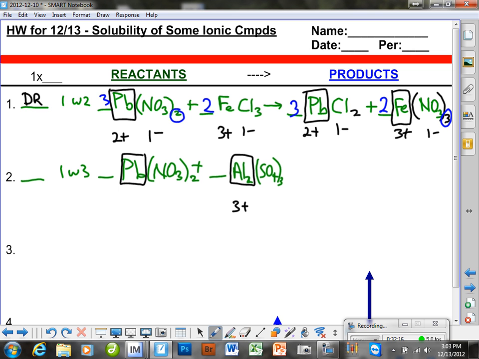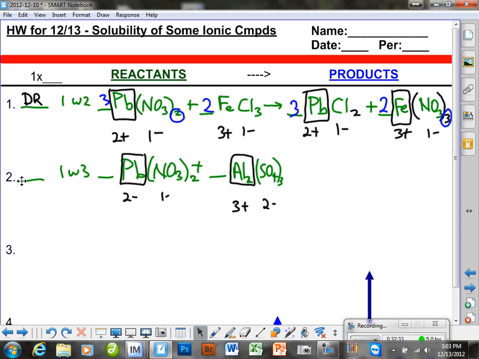And we already know what our lead is. Our lead is the same as it was in the last one. And we got a 1 minus here. And then for sulfate, what is the charge? This is one you had to memorize. This guy is a 2 minus.